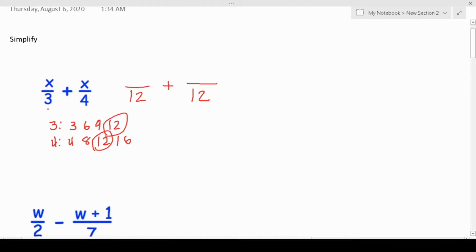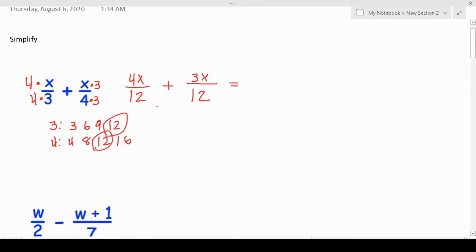All right, so in order to make 3 into 12, we're going to have to multiply it by 4, given that 4 times 3 is in fact 12. What we're going to do to the denominator over here, we also have to do to the numerator. So that's going to be 4 times x, or 4x. Similarly, to make 4 into 12, we have to multiply it by 3. And then we're also going to have to do that to its numerator. So that's going to be x times 3, which is just 3x.